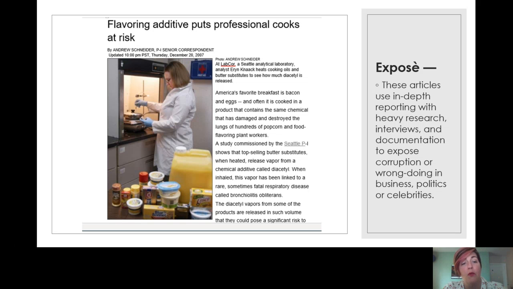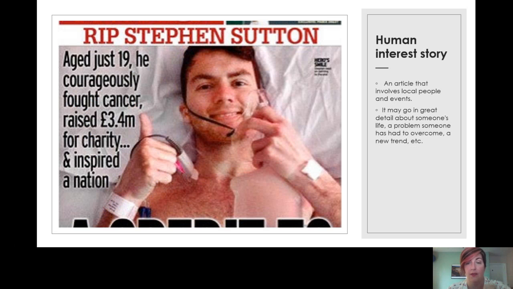So the example here was one several years back, flavoring additives put professional cooks at risk. So this reporter found a study that said when you use the kind of fake butter, so your margarine, when it's heated up, it releases different chemicals that can actually cause people to have different negative effects. And so he published that. So an exposé is something that goes deep into detail, research with lots of proof to expose something that needs to be fixed.